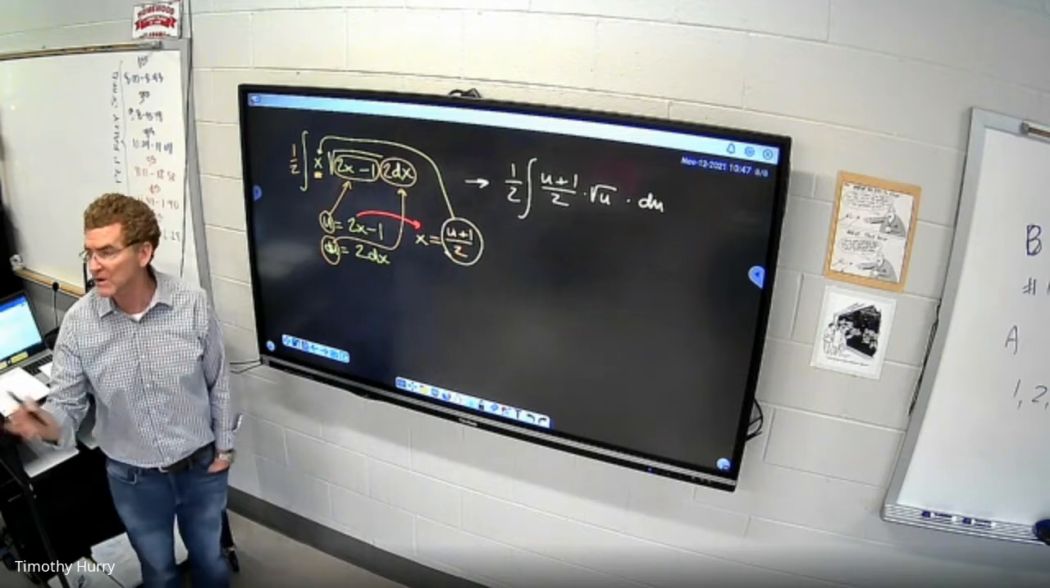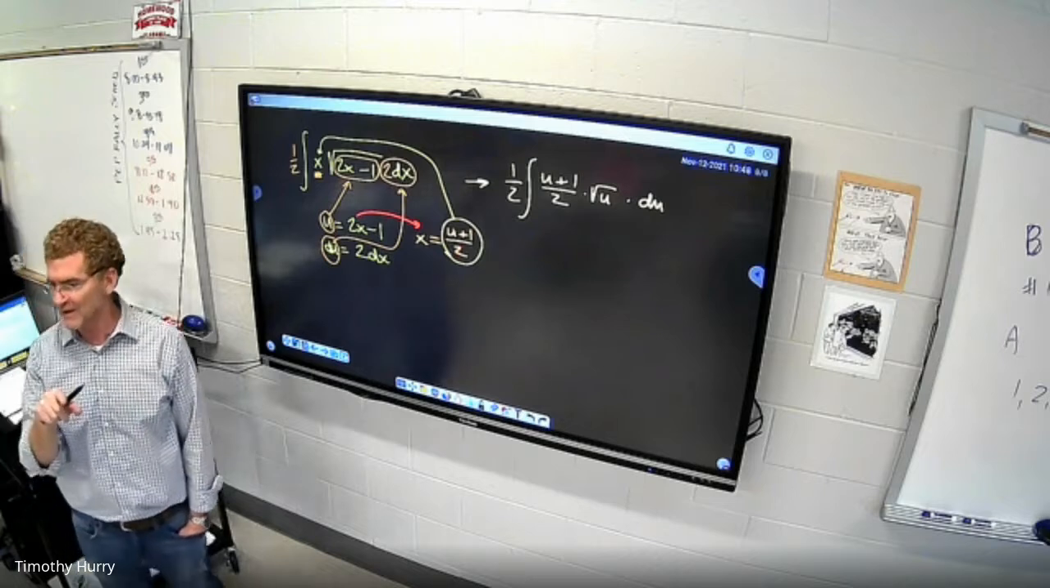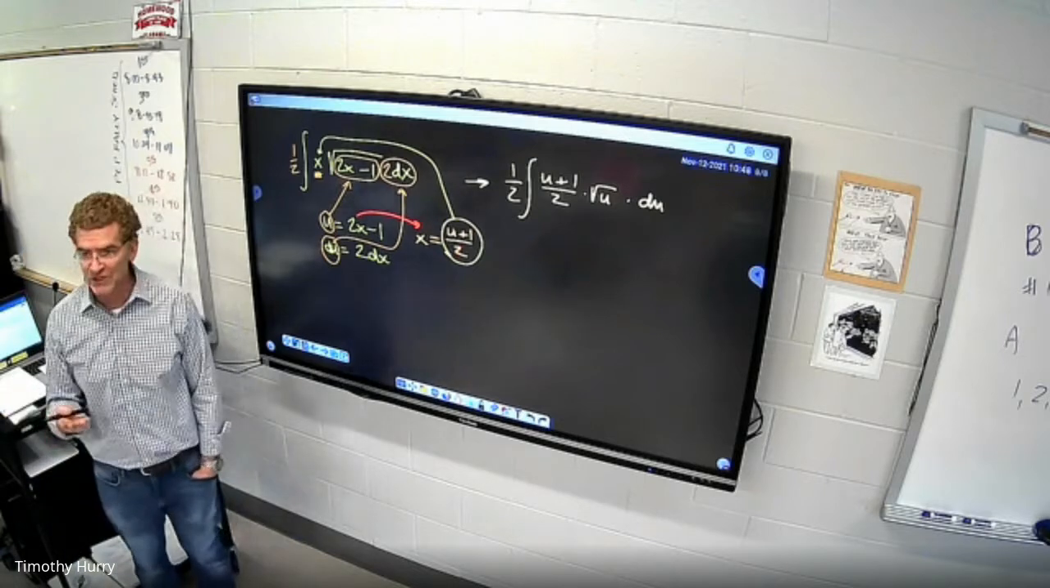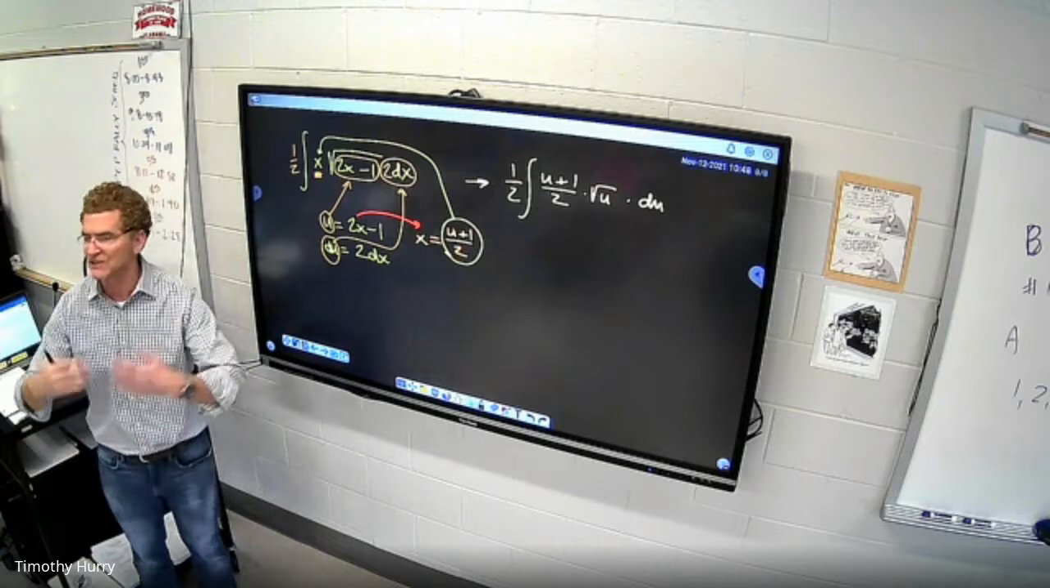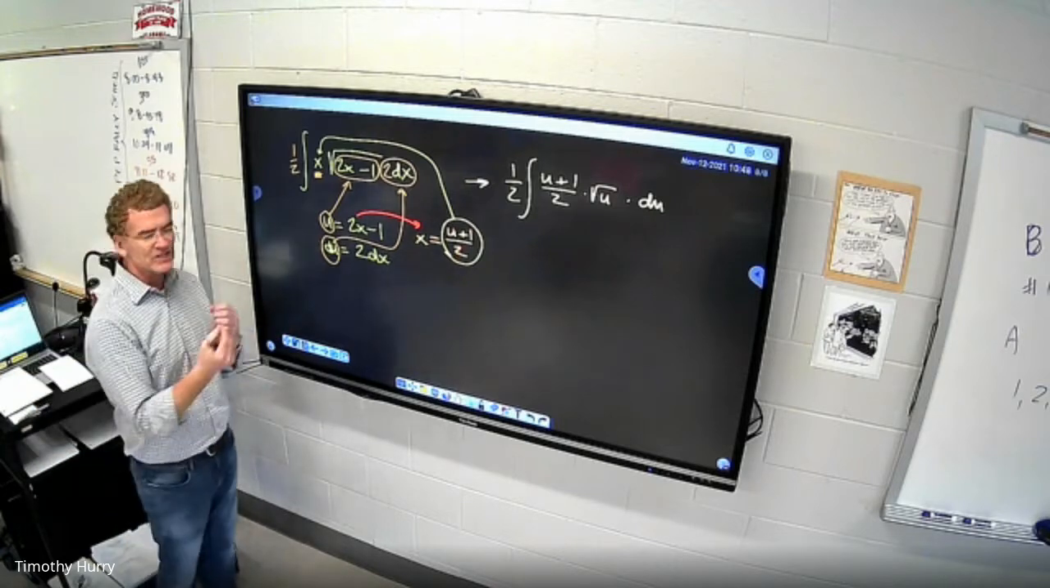In almost all of these problems like this, I'll show you another one after this, you're going to see a radical in there. And you're going to try to use substitution, and it's just not going to completely dissolve or get rid of all your x's. So as a last-ditch effort, I try this.